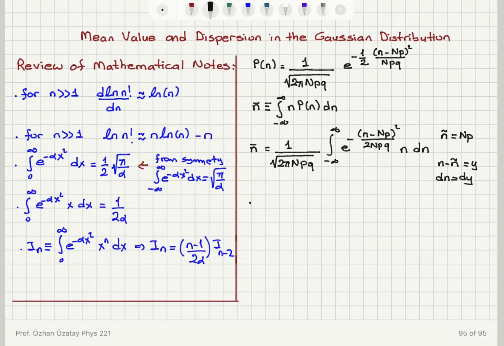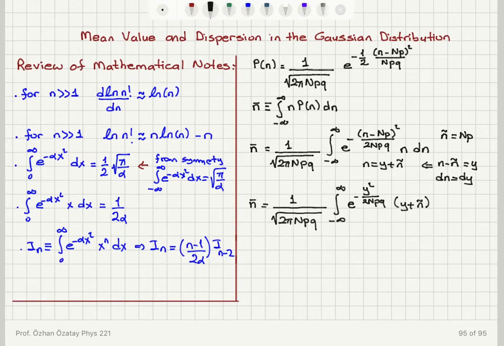So the mean value then becomes 1 over square root 2 pi NPQ, integral from minus infinity to plus infinity, e to the minus y squared divided by 2 NPQ. And now for n, I'm going to substitute. So as you can see here, n is then y plus n tilde. So it's going to be y plus n tilde dy. I have changed dn to dy.